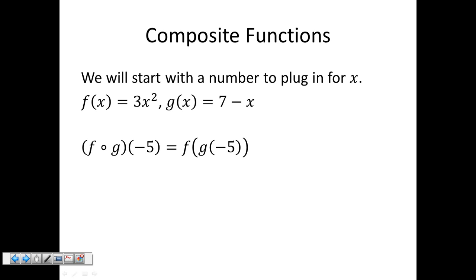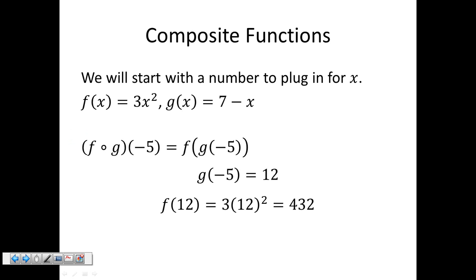It's just a symbol. f of g of -5 means that we're going to plug -5 into g, and then whatever number we get for g of -5, that's going to get plugged in for f. So, first we'll find g of -5. Not too difficult. Plug -5 into g, we get a positive 12. So now what I'm going to do is find f of 12, because that's what g of -5 is equal to. So when I plug 12 into f, I get 432, which means that f of g of -5 itself is equal to 432.